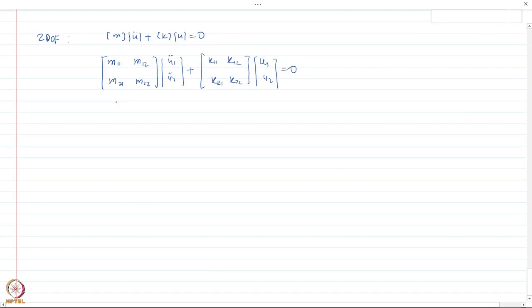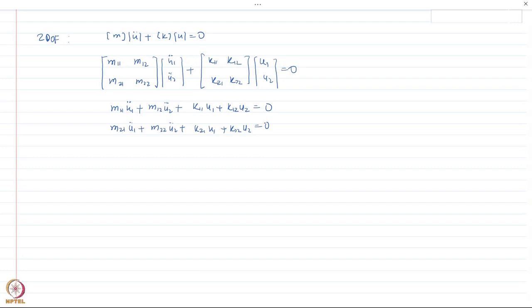So when I write it down, it will give me two simultaneous equations, which is basically m11 times u1 double dot plus m12 times u2 double dot, plus k11 times u1 and k12 times u2 is equal to 0. Similarly, m21 times this acceleration, and then m22 times the acceleration here, plus k21 u1 plus k22 u2. The question is, how do we solve these two differential equations? These are two simultaneous differential equations, and these are coupled. The first equation has terms in both u1 and u2, and the same for the second. So I cannot directly solve these differential equations.